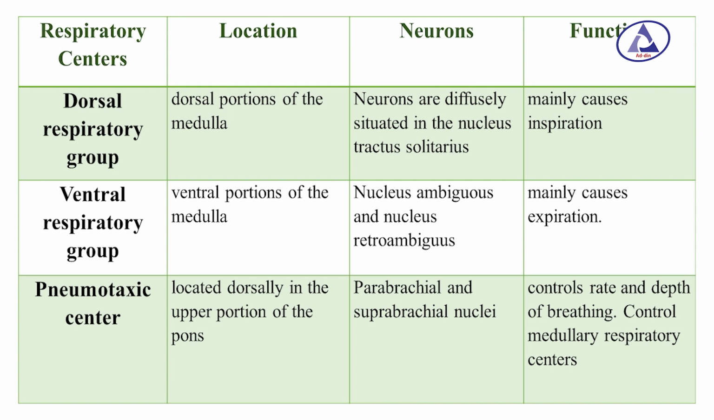Number one, dorsal respiratory group of neurons, known as DRG. Then ventral respiratory group of neurons, VRG. And thirdly, pneumotaxic center. So these are the major three respiratory centers of our brain. Now, dorsal respiratory group of neurons, these are located in the dorsal portions of the medulla.